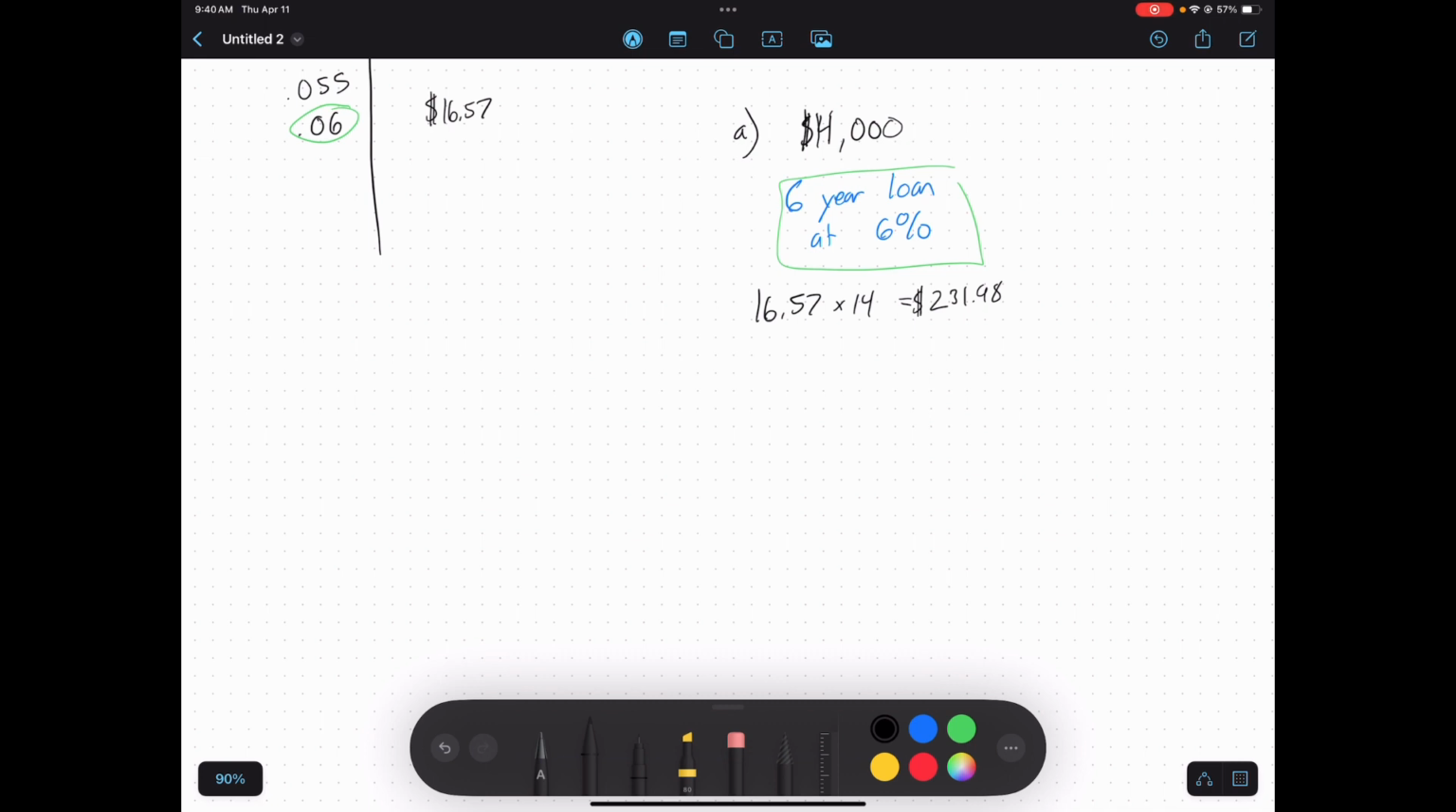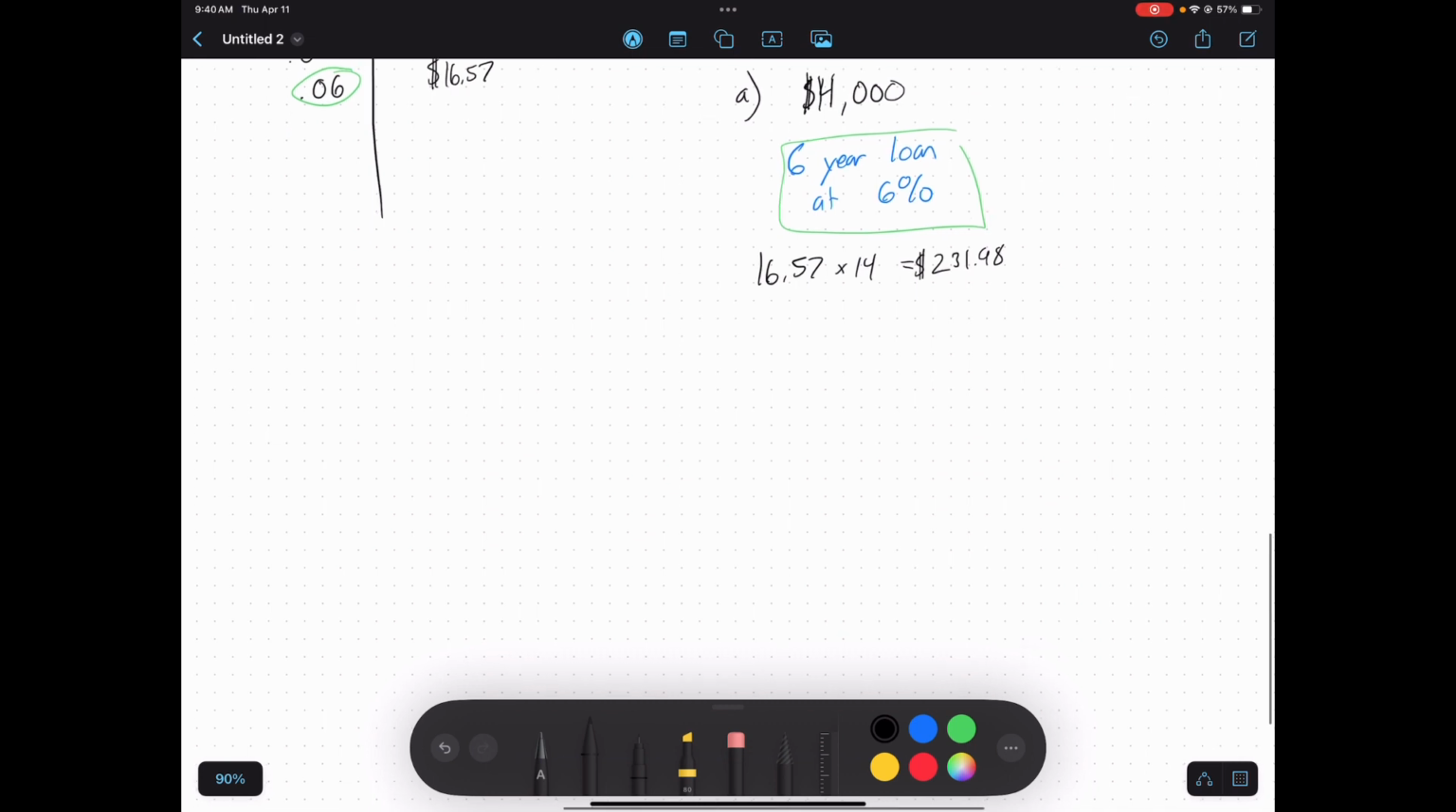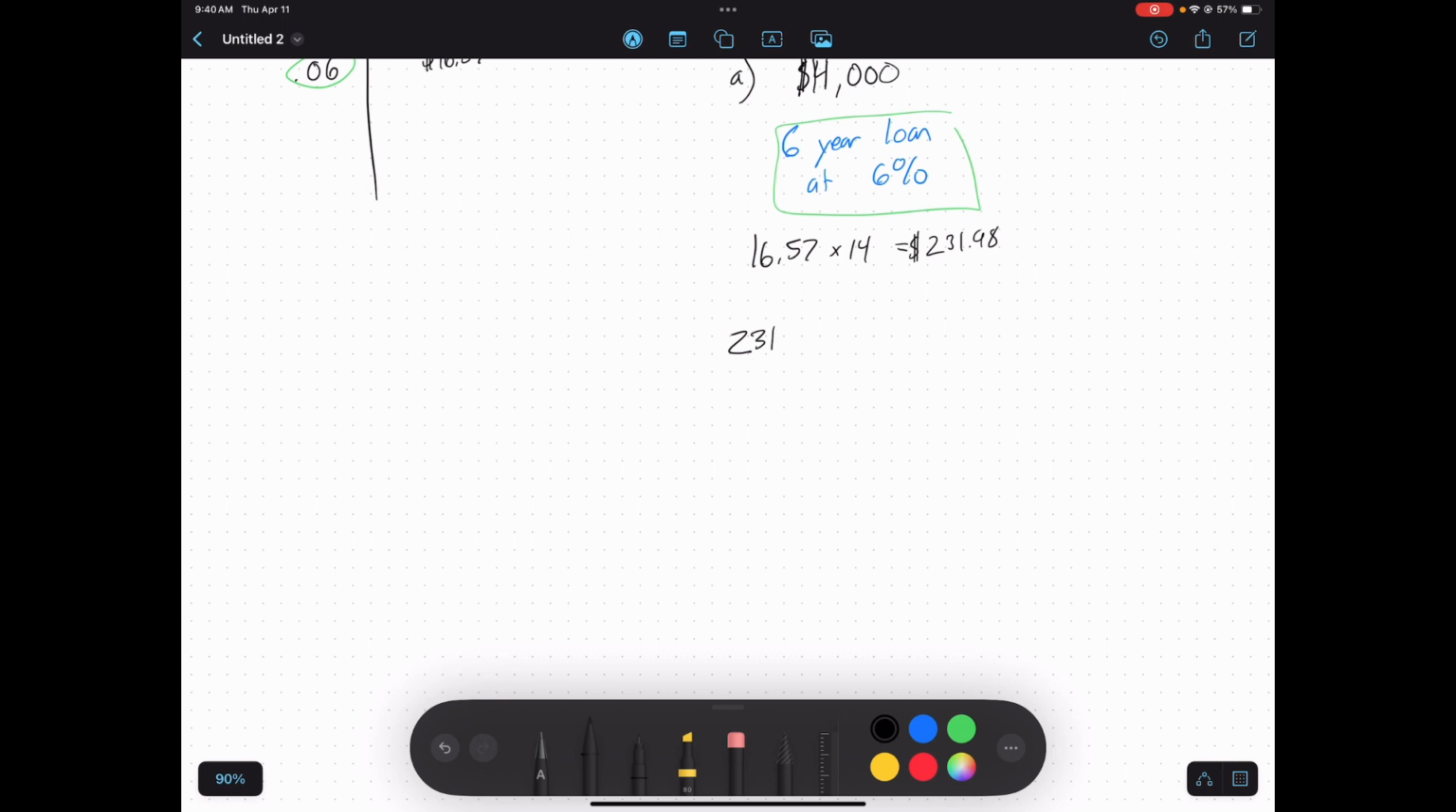So if that's how much I'm paying per month, how much am I going to end up paying in total? This is a monthly payment, so how much total do I pay in 1 year? I'm going to multiply that by 12. That's going to give me the total amount that I pay in 1 year. And how long am I paying this loan? I'm paying it for 6 years. So this is 12 months in a year, and this is my 6-year loan, and this is money per month. If I multiply all that together, I get $16,702.56.